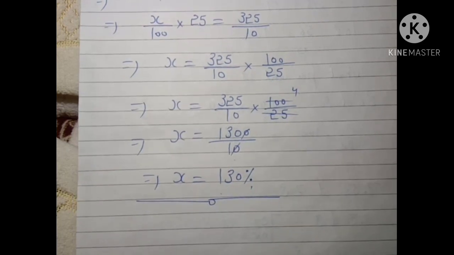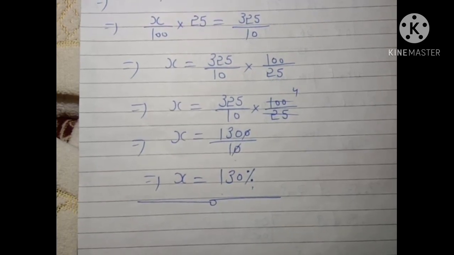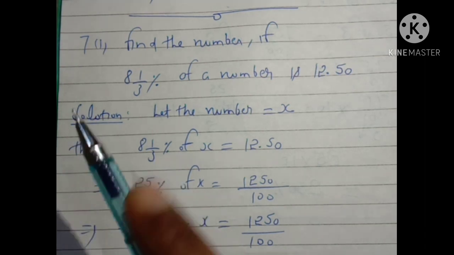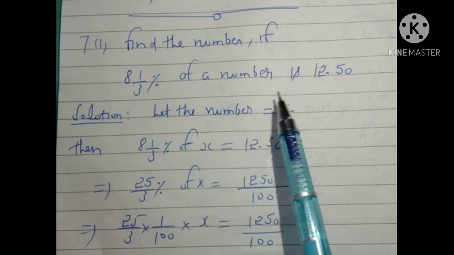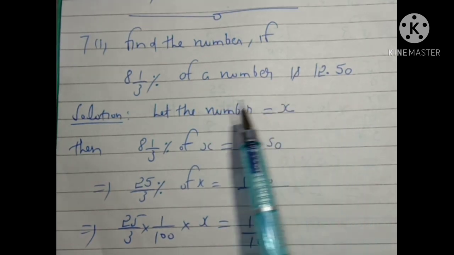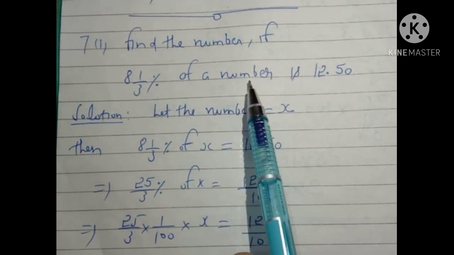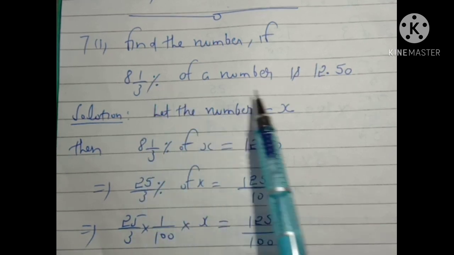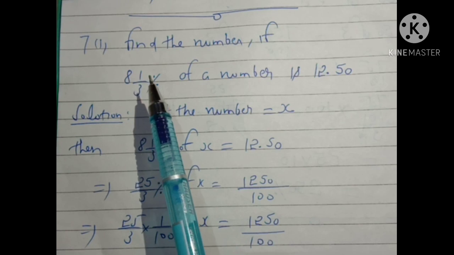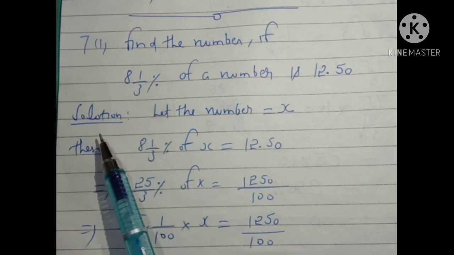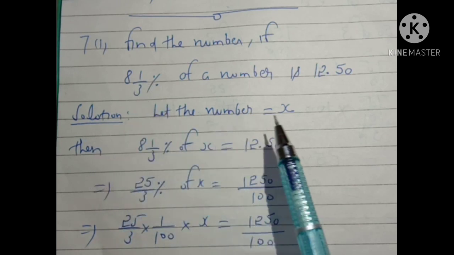So in this way we can solve this sum, and you have to try its second part by yourself. Now you can see its next sum, 7th first part. Find the number if 1 by 3% of the number is 12.50. Now we have to find this number whose percentage is given, that is equal to 12.50. So here we have to suppose the number first of all. See its solution. Let the number be x.